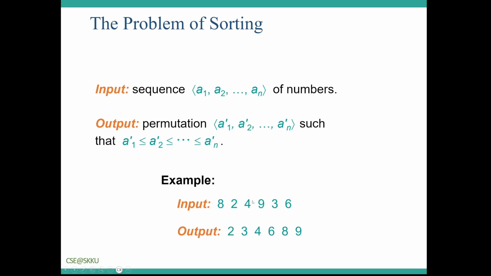For example, one input instance is 8, 2, 4, 9, 3, 6. In this case, a sorting algorithm should produce the following output: 2, 3, 4, 6, 8, 9. The goal is to design an algorithm that performs this process efficiently.